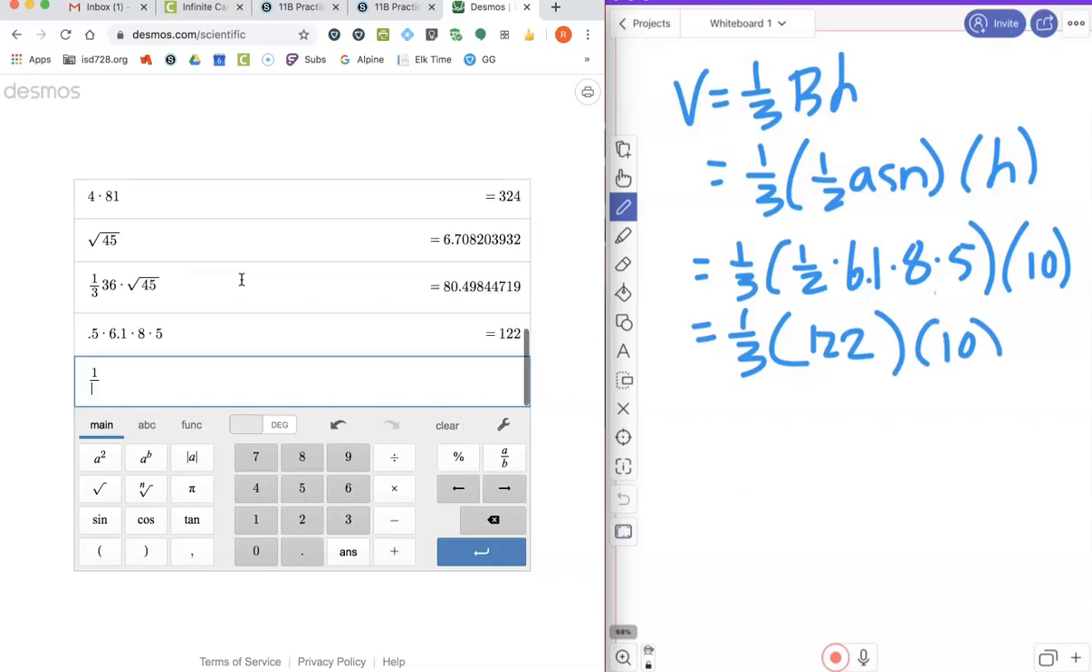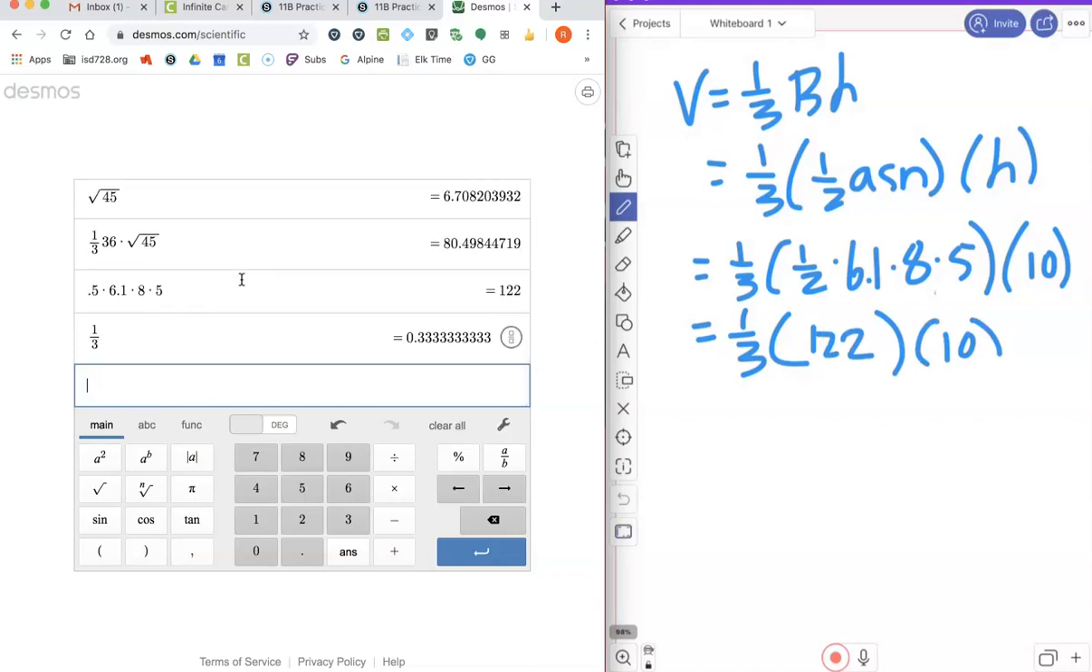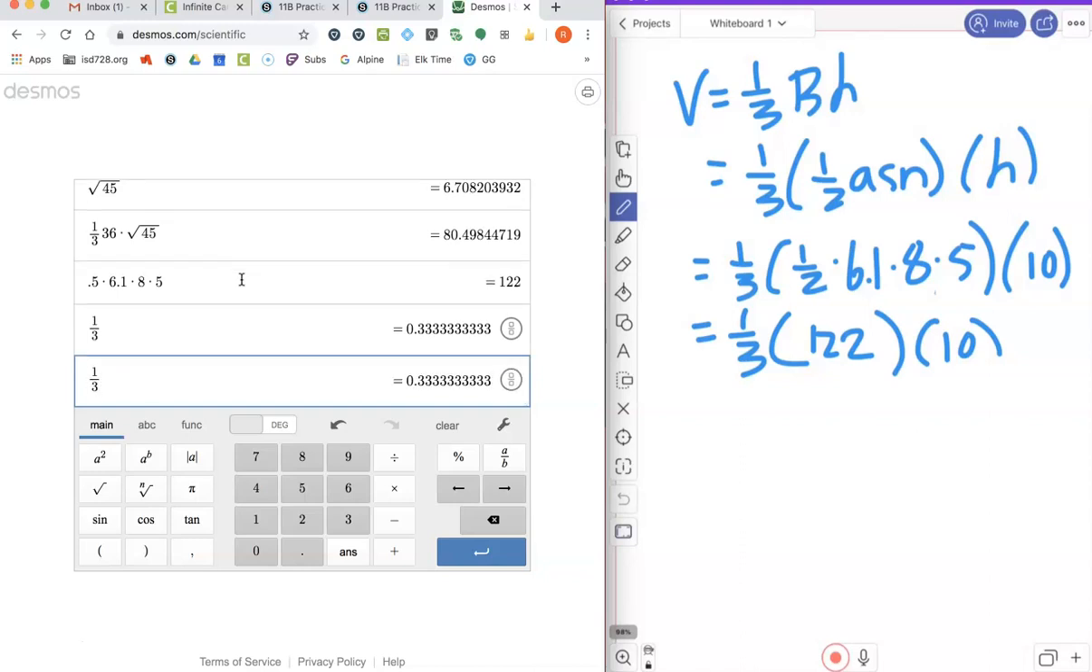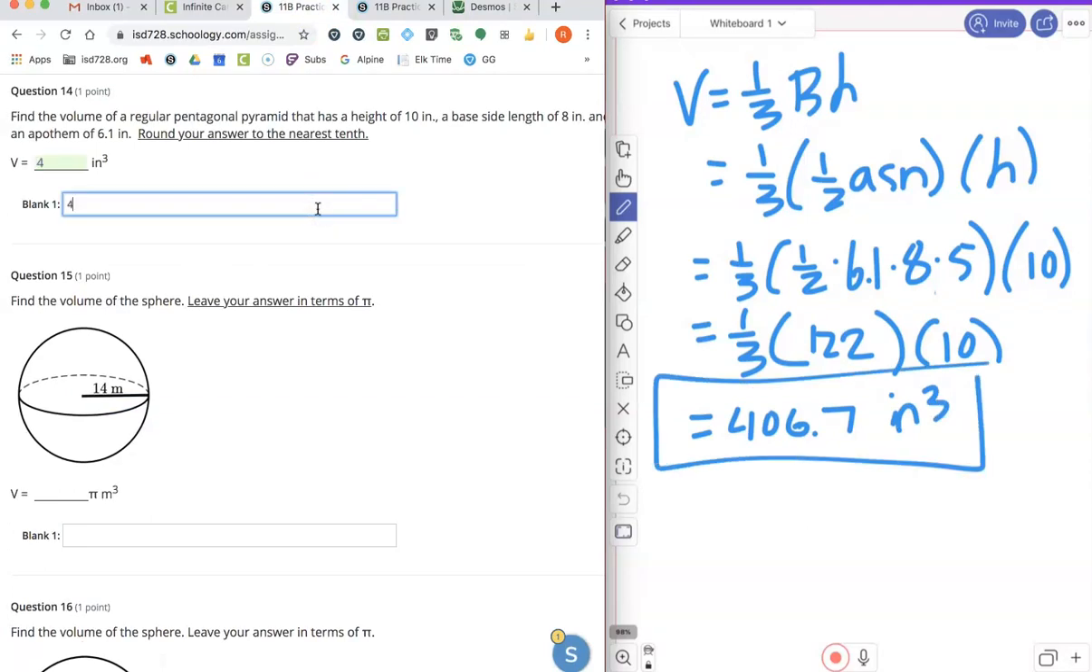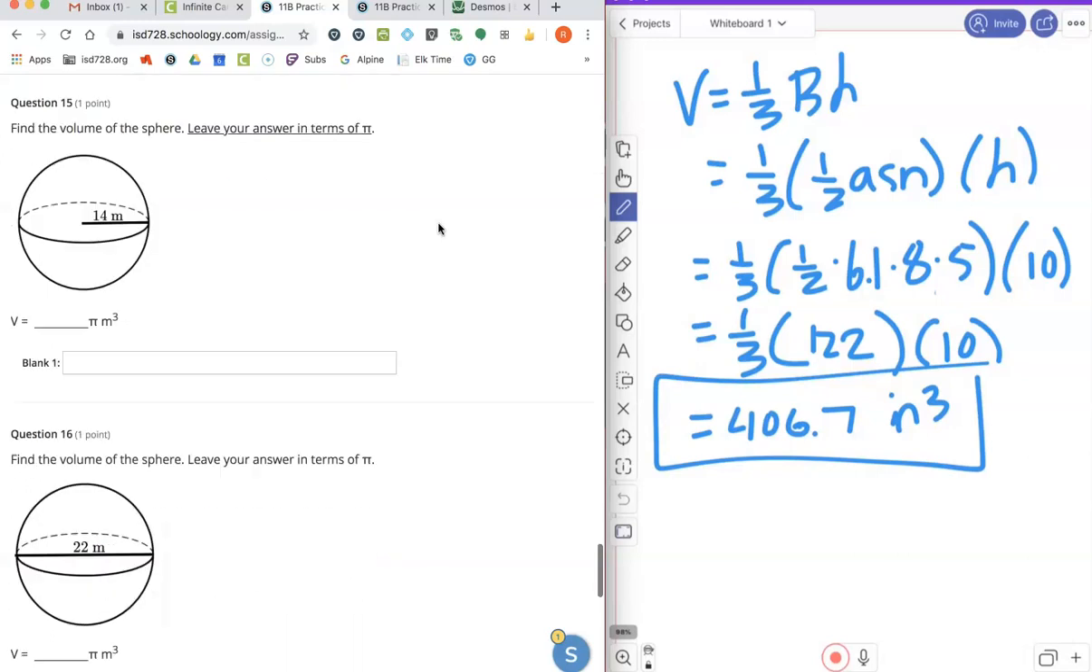Then we can go to the calculator for the rest. We have 1/3 times 122 times 10. So 406. It said nearest tenth, so that would be 406.7. I always forget what the units are. We're in cubic inches. That's our volume. So that one, there wasn't any tricks there. They just didn't give us a picture. If they do that, then just read through it, make sure you know everything, and then go.